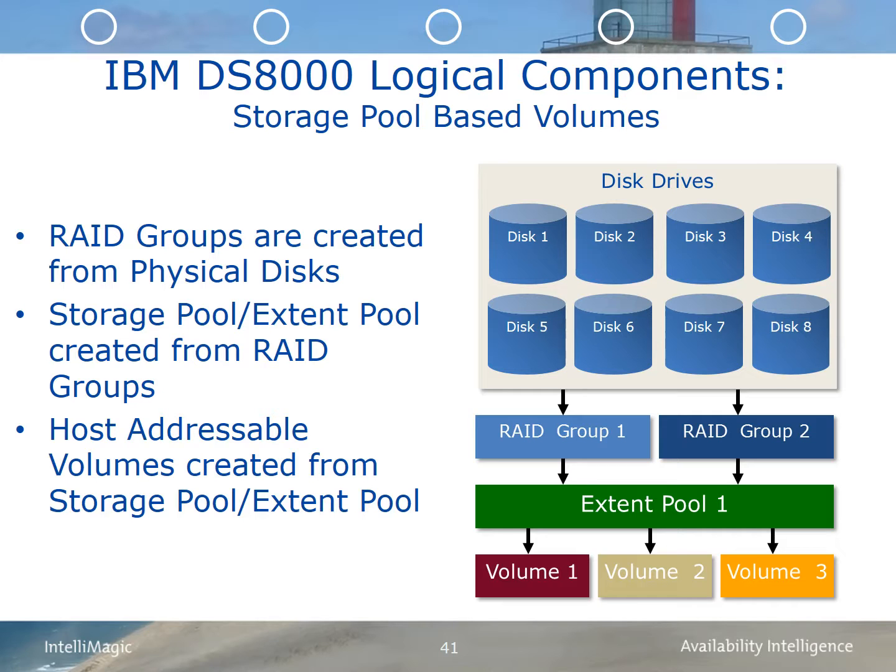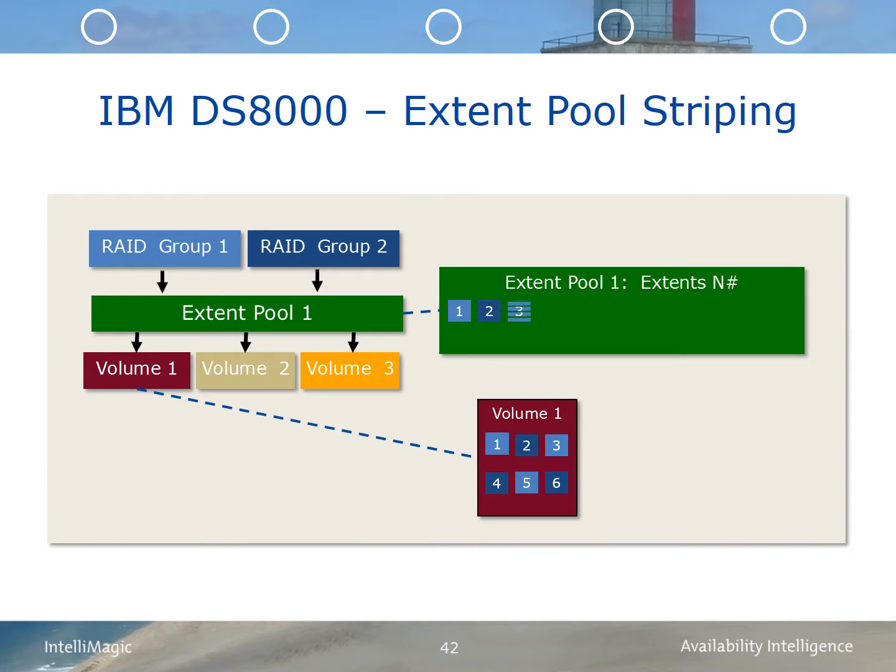Within the storage pool, the extents are divided up into smaller 1 gig partitions, and they are assigned to volumes, and they are made host addressable. The point of this slide is to just show that the extents from the extent pool assigned to the volume are distributed in a round robin or striped fashion across the available RAID groups to distribute the I/O evenly.